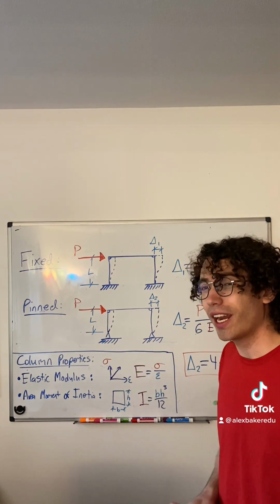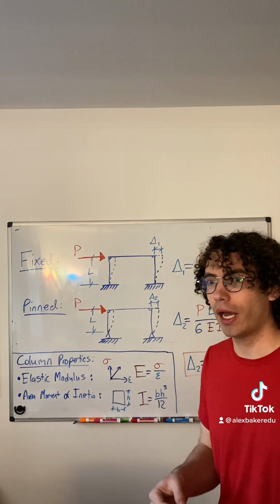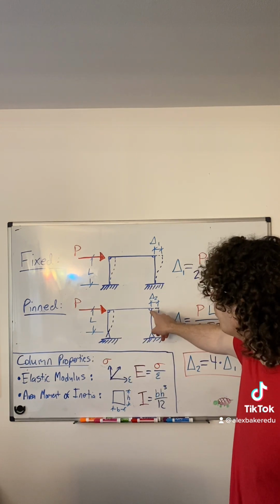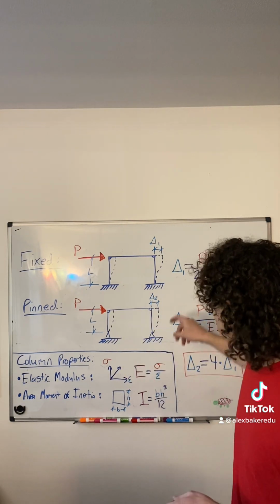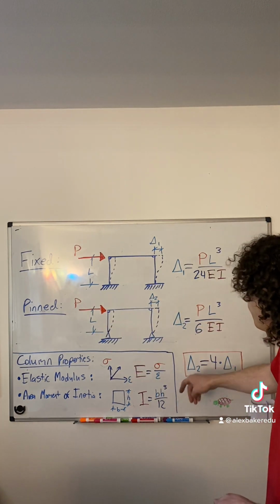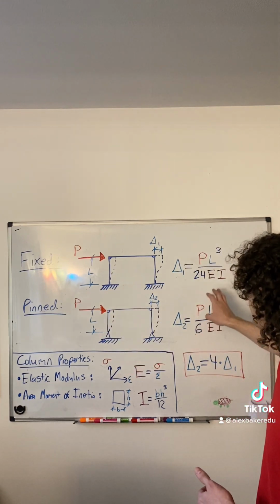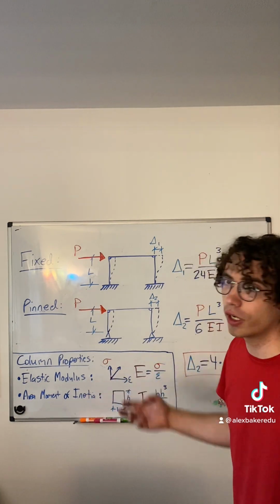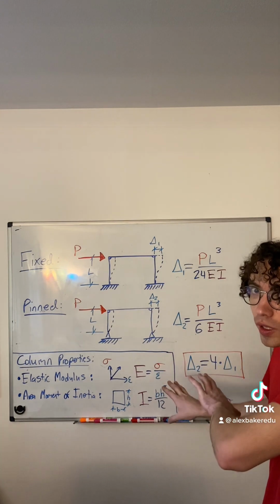Now, if I do statics on this, which is a way to analyze forces on buildings and how much they deflect, I'm able to come up with equations for how much the building will deflect for the same amount of force. And so it's delta 1 for the fixed condition and delta 2 for the pinned condition. If the force is the same, if the height of the column L is the same, if the elastic modulus and area moment of inertia are the same, which those are properties of the columns themselves. Not really important for this.